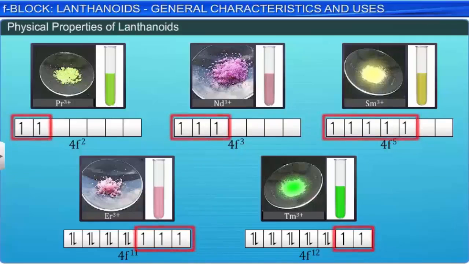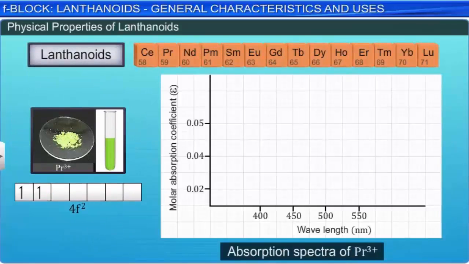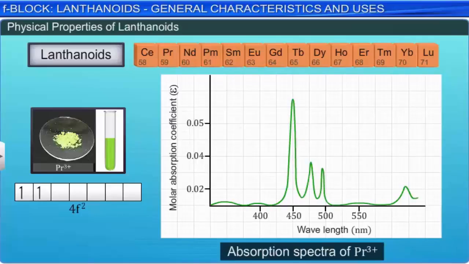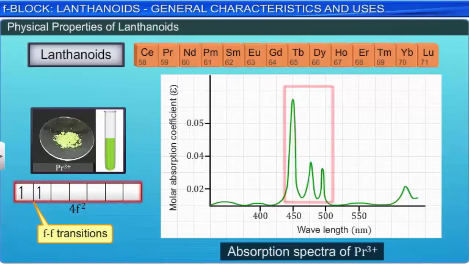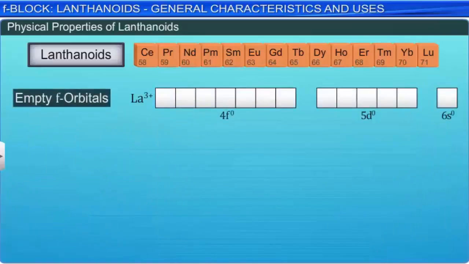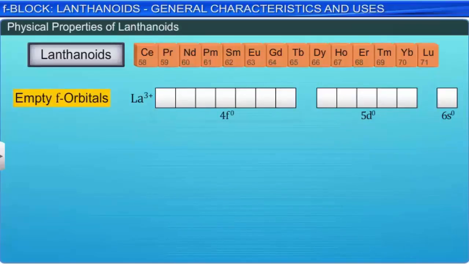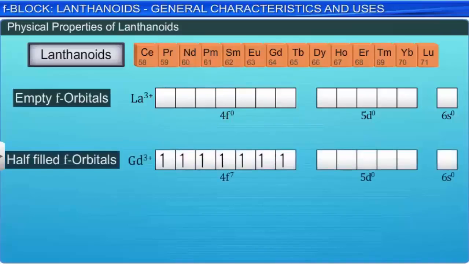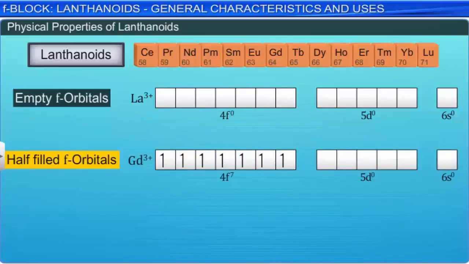The absorption spectra of the compounds of trivalent lanthanoid ions show a very sharp line band in the UV visible or near infrared region. These bands are due to internal electron transitions in the partly filled 4f shell and are called f to f transitions. Lanthanoid ions that have empty f orbitals, like trivalent lanthanum, half filled f orbitals, like trivalent gadolinium, or completely filled 4f orbitals, like trivalent lutetium, are colorless.